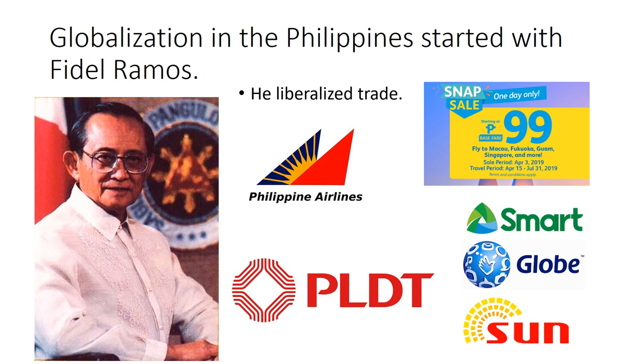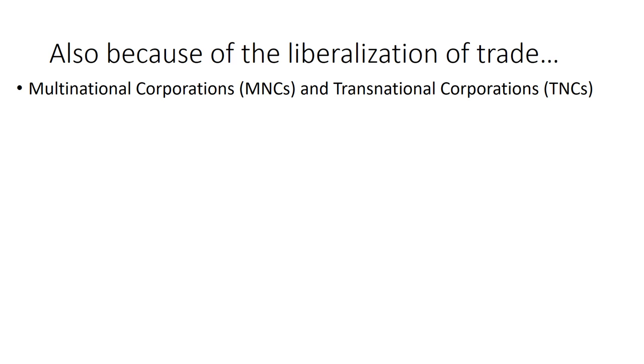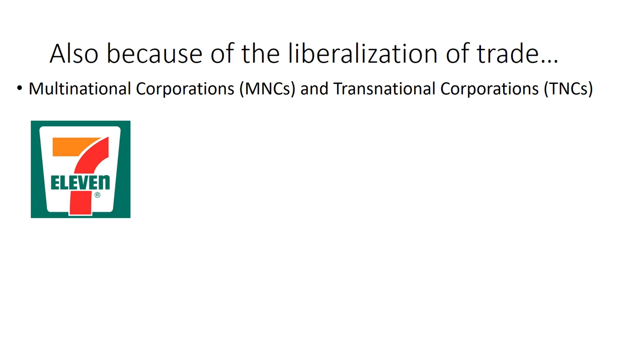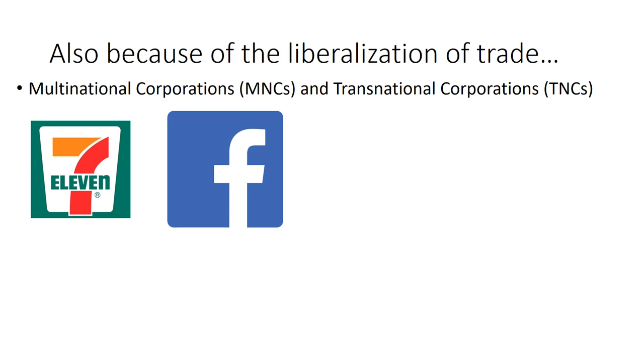Also, because of the liberalization of trade, multinational corporations and transnational corporations emerged. These companies are known everywhere in the world, and I think you can guess them from the logos. During class, I think you mentioned all of this. For example, 7-Eleven is a company from Japan, and now it's here. This one, Facebook, is very familiar, of course. All of us are using this.